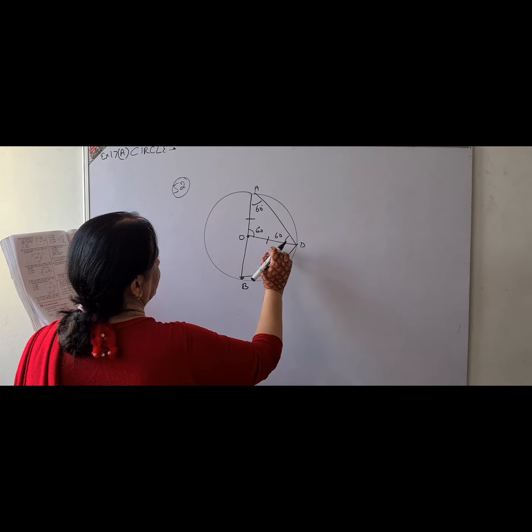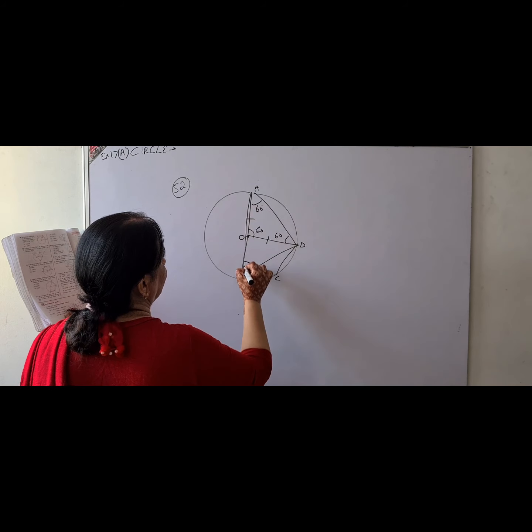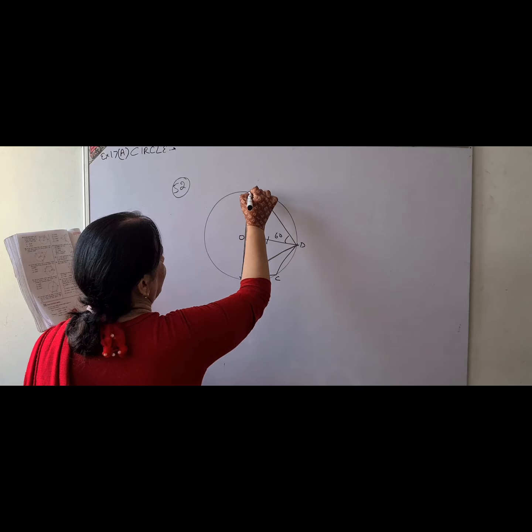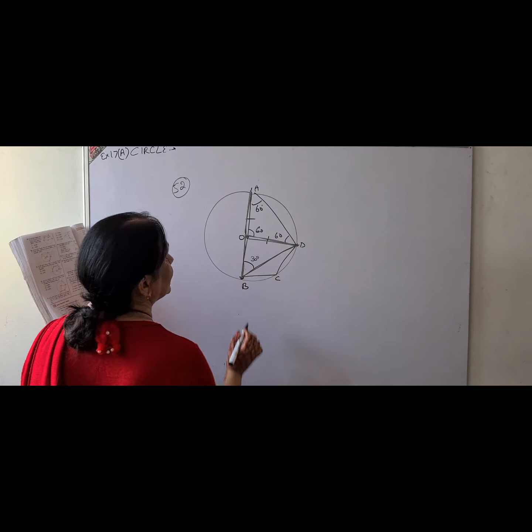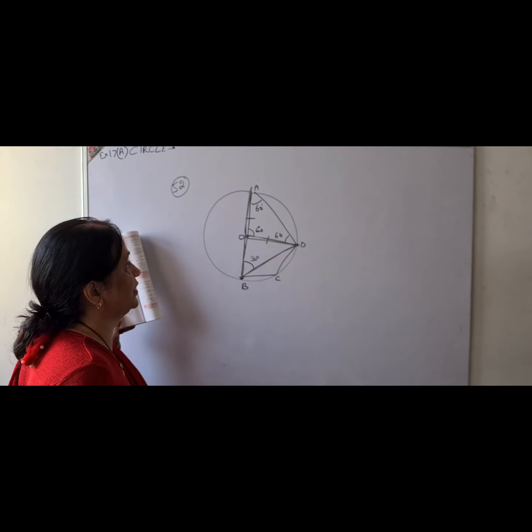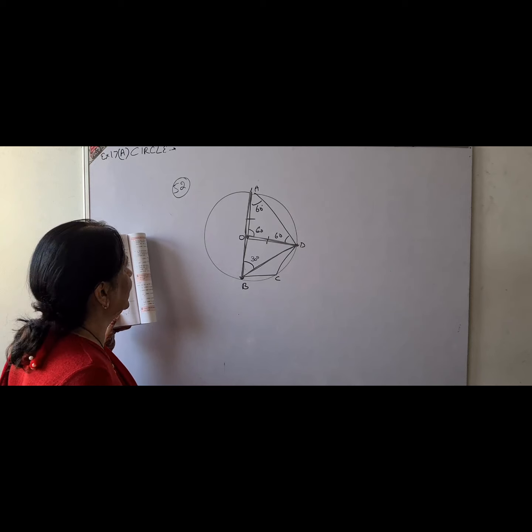ABD. You have to find ABD. Understood? ABD is the circumference angle and AOD is the central angle. You know that the circumference angle is half the central angle. So if AOD is 60, ABD will be 30. This is your first answer.